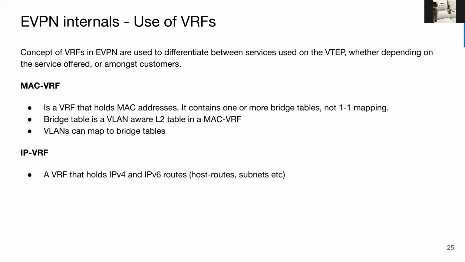All right, what have we not covered between the MAC-VRF, which is our layer 2 bridging table, and our IP-VRF, which is our layer 3 table? So MAC-VRFs can contain one or more bridge tables. It's not one-to-one. We'll talk about that. One is called VLAN-based, and one is called VLAN-aware bundle. Or sorry, we might just call it a VLAN-based MAC-VRF versus a VLAN-aware bundle.